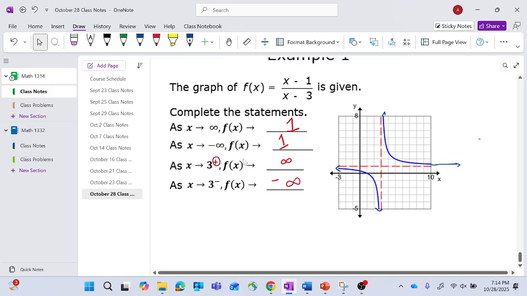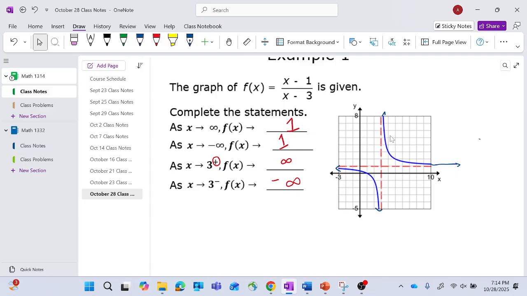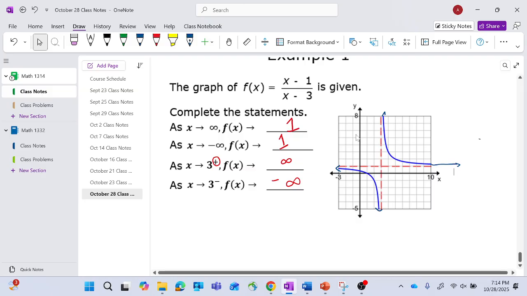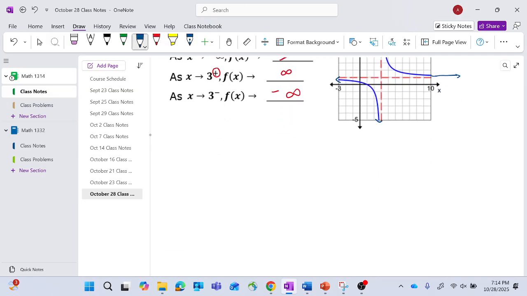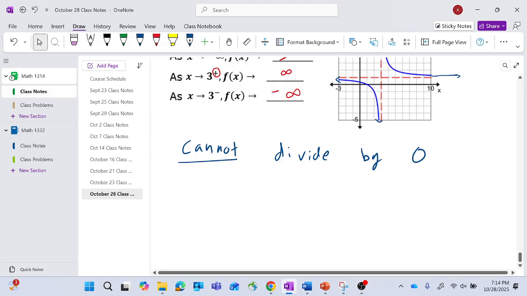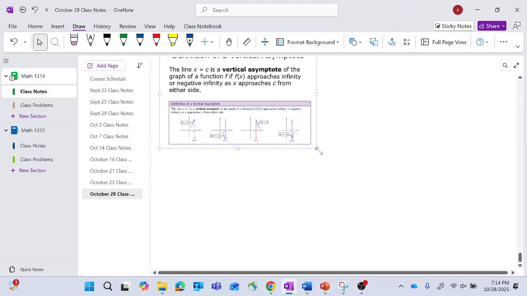Now we're going to figure out vertical asymptotes. You all see this vertical red dashed line going up and down? That's called a vertical asymptote, and it's there for a reason. One of the biggest things you need to remember is you cannot divide by 0. You need to keep that in mind when you're doing anything. That's pretty much the whole point of vertical asymptotes.